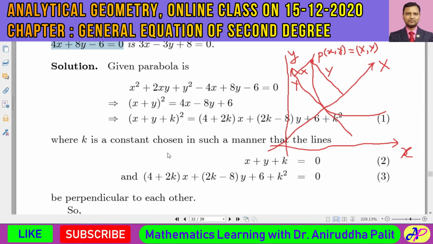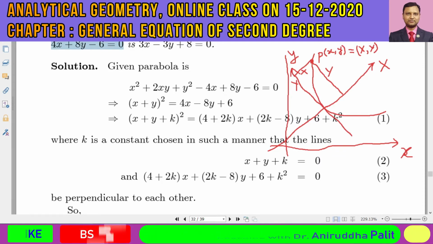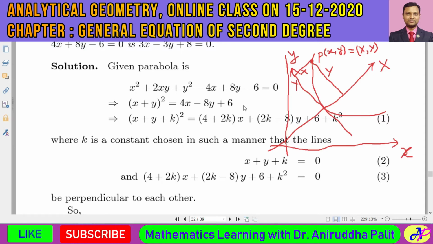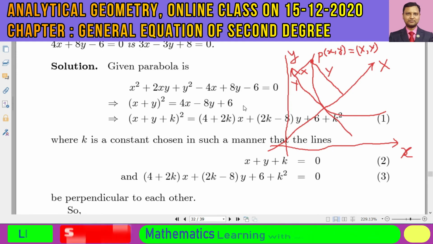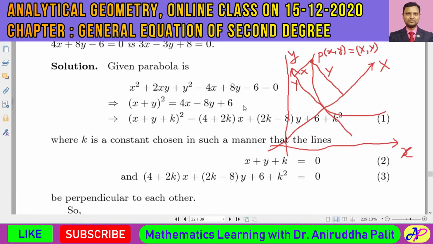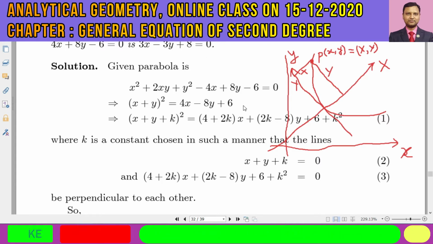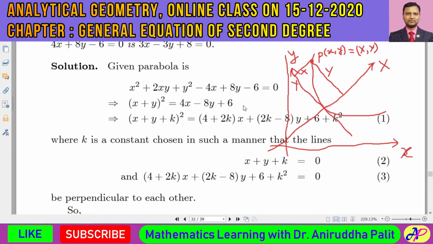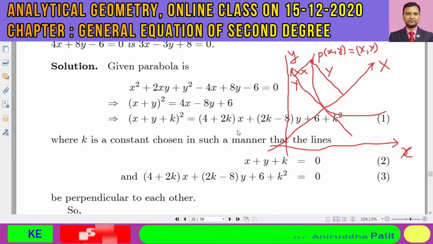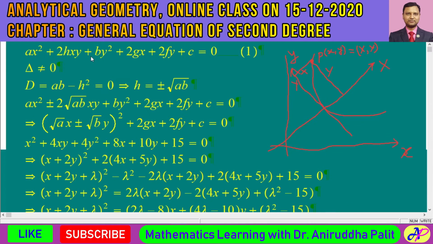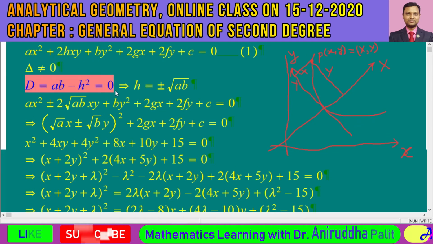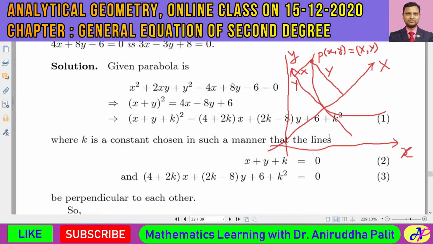If it is given in the question that it represents a parabola, then all right. If it is not given in the question, then we need to check whether delta is equal to 0 or not, and similarly we need to check whether d is equal to 0 or not. So if delta not equal to 0 and d is equal to 0, that we discussed over here, in such cases this would represent a parabola.